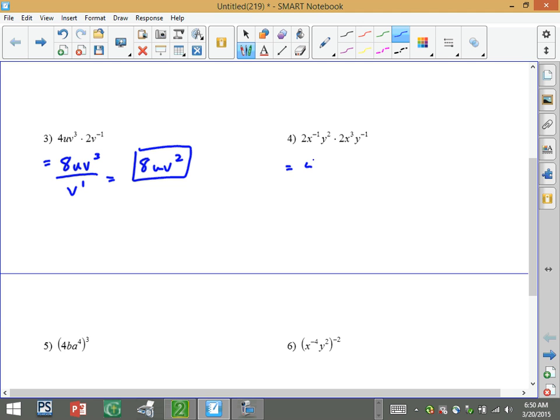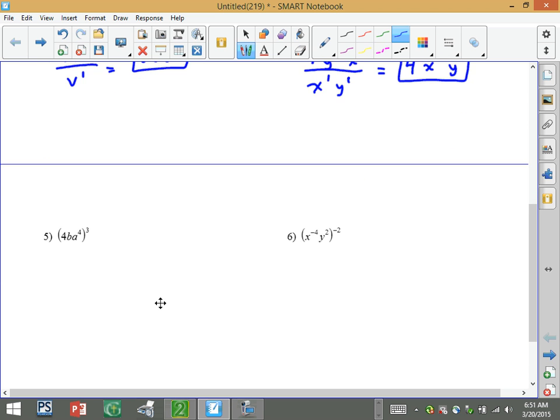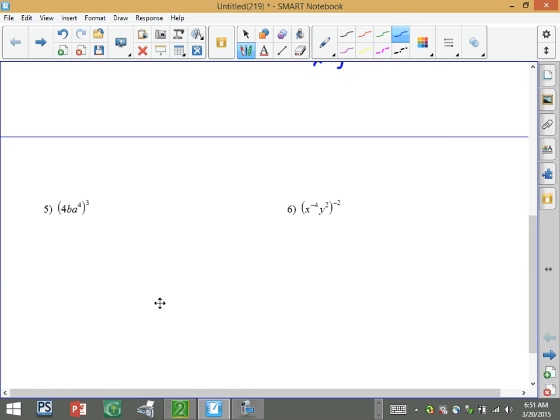Here, 2 times 2 is 4. We still have a y squared and an x third at the top. And then you got an x to the first and a y to the first in the denominator. If we were to combine like terms or do some canceling, we're going to be left with 2 x's and 1 y in the numerator and nothing in the denominator, which means we're left with just 4x squared y.